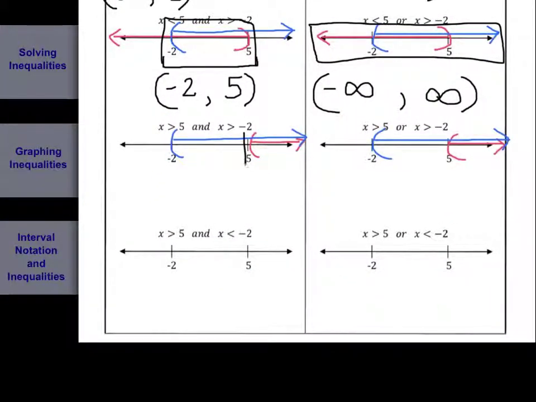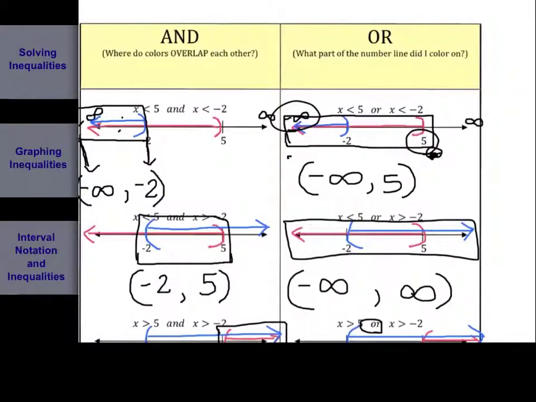Well, let's put a box around it from here to here. So it's left end of the box, comma, right end of the box. 5 to infinity. Then I come over here and I have "or." What does "or" tell us to ask ourselves? What part of the number line did I color on?